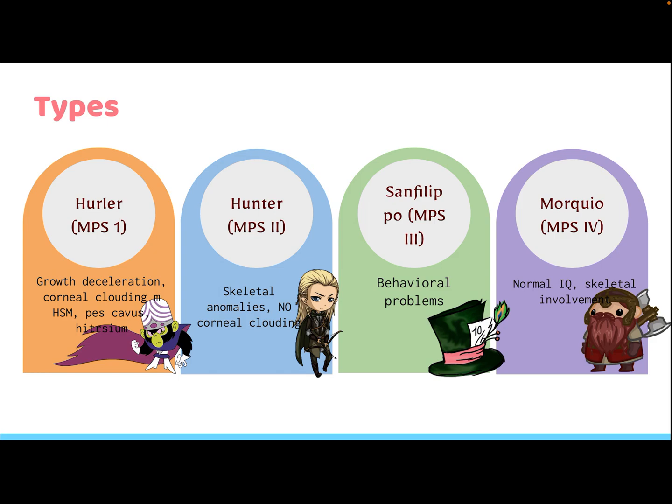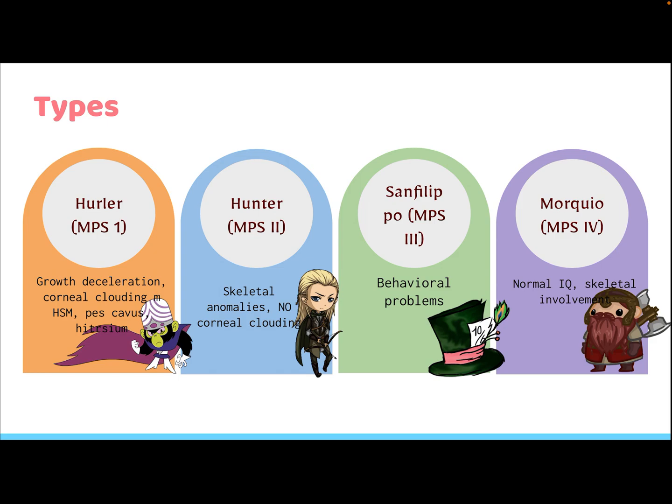I put this elf and said skeletal anomalies because they are taller than humans and they are thinner than humans and larger. They have a different body habitus than humans, so they have skeletal anomalies. It's called Hunter and it's an elf. They have good vision, so there is no clouding of the cornea. Then we have Sanfilippo, which is type 3.